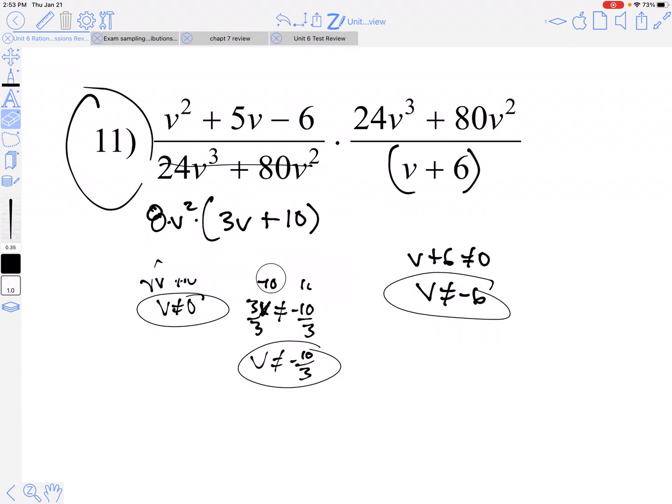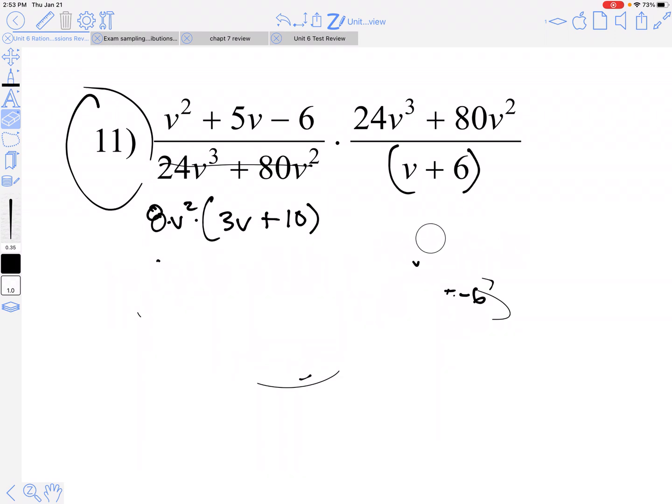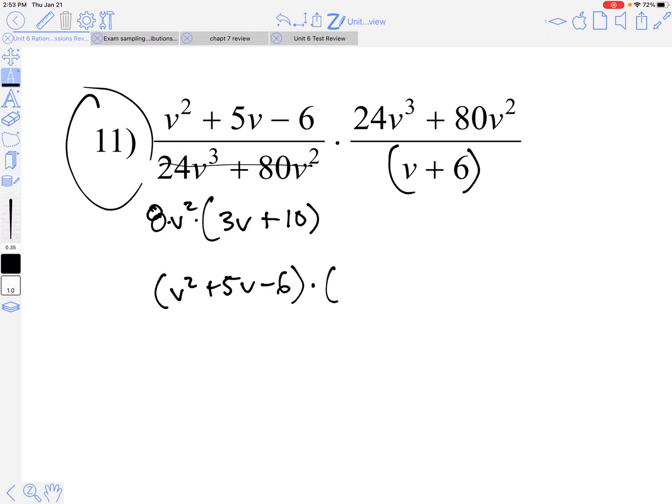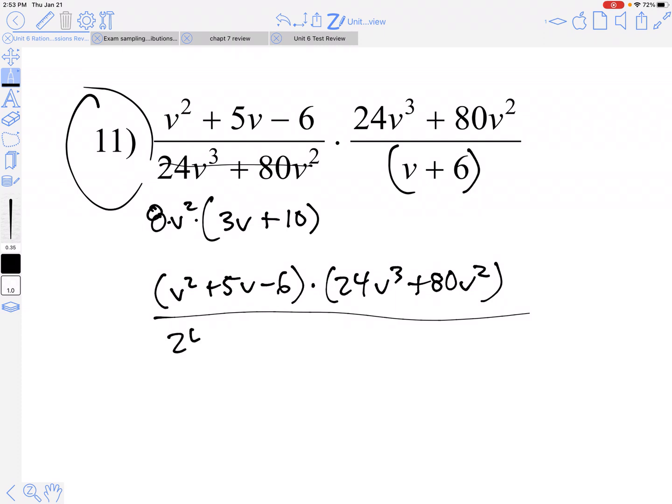Okay, so I'm going to erase that real quick so that we see what we're working with. Okay, when you multiply, if you remember, you multiply straight across. So v squared plus 5v minus 6 times 24v cubed plus 80v squared, all over, I'm going to write the original 24v cubed plus 80v squared times v plus 6.